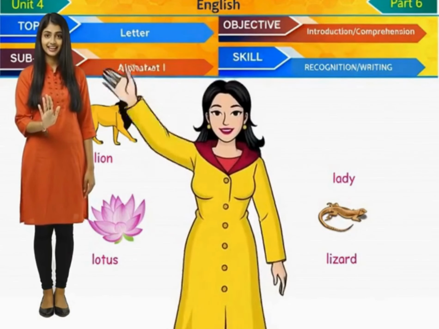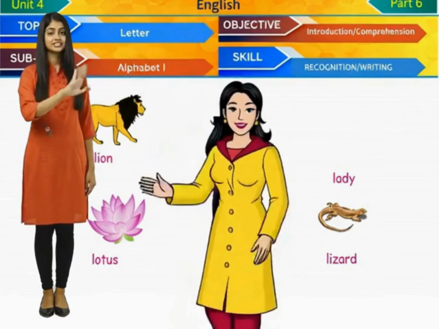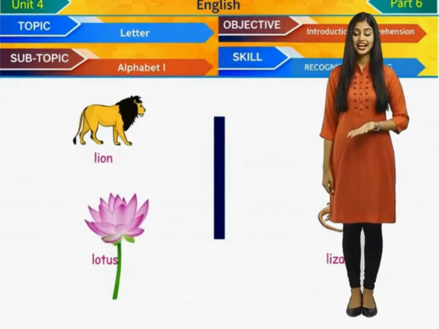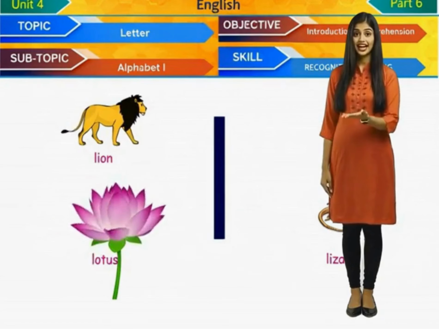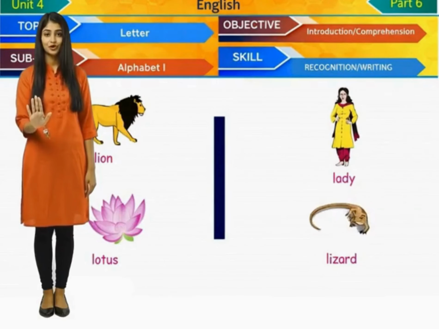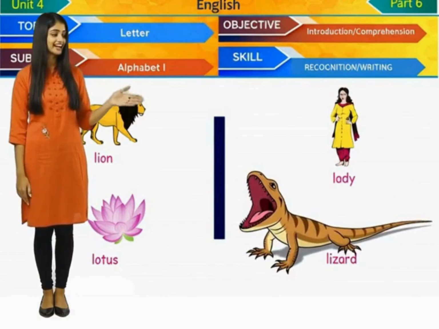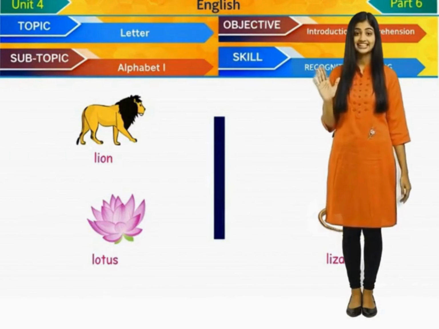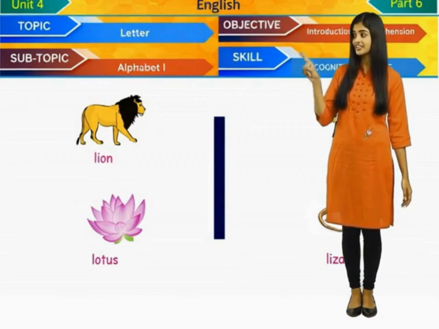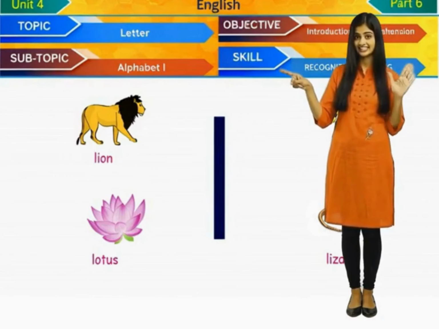Now see this picture. L is a lady. A lady is a grown-up woman. She is kind and caring. Now children, look at this beautiful flower. This is a lotus. A lotus grows in water. L for lotus. Look at this small reptile. L the lizard. It crawls on walls and trees. It moves very fast. So children, today we learned L for lion, lotus, lady and lizard.